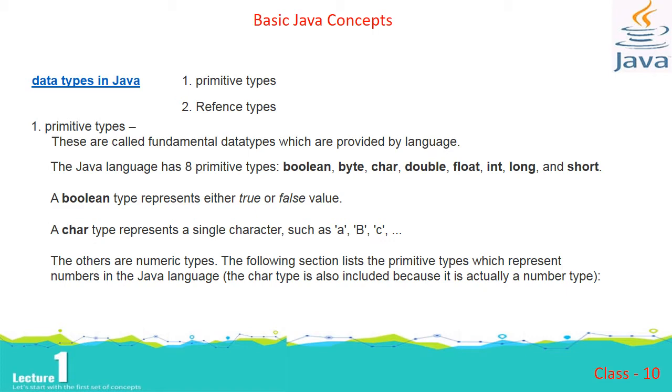The Java language has 8 primitive types: boolean, byte, character, double, float, int, long, and short. Among these, boolean type represents either true or false, and it consumes 1 byte, whereas only 1 bit is used. A character data type represents a single character in single quotes. It consumes 2 bytes in Java.